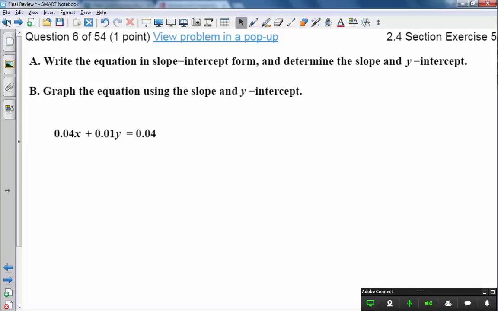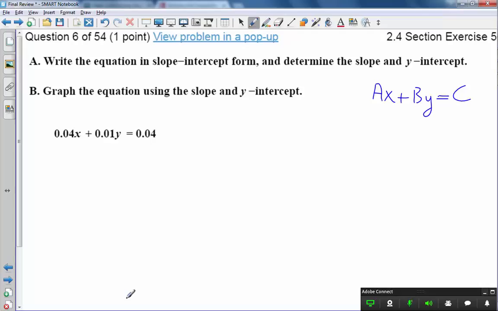You have a number times x, a number times y, and x and y don't have any powers. This we call the linear equation, it's a line equation. This is called the standard form. So the general standard form is a number times x, a number times y equals another number. They don't want it in standard form, they want it in slope-intercept form, and then read the y-intercept and slope there.